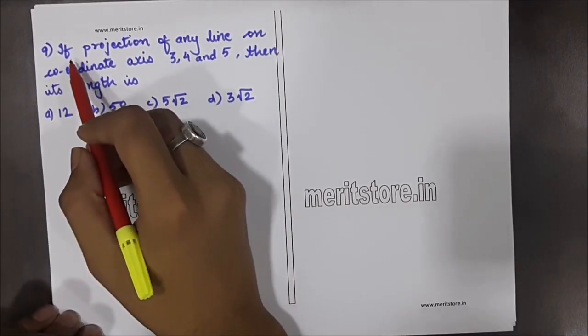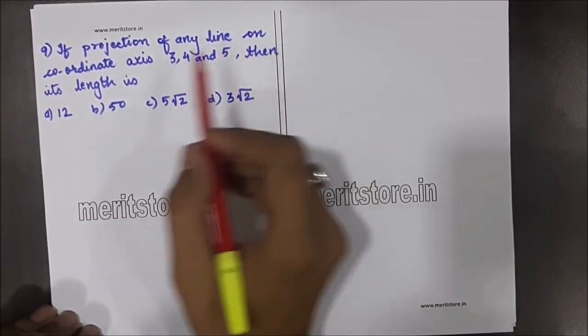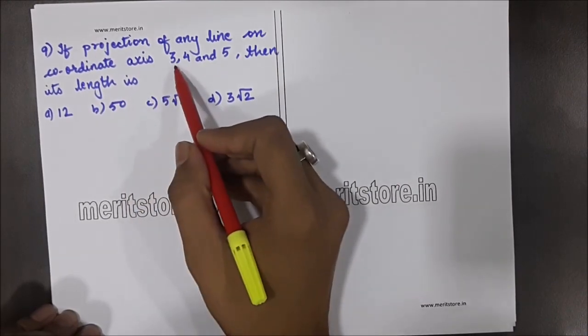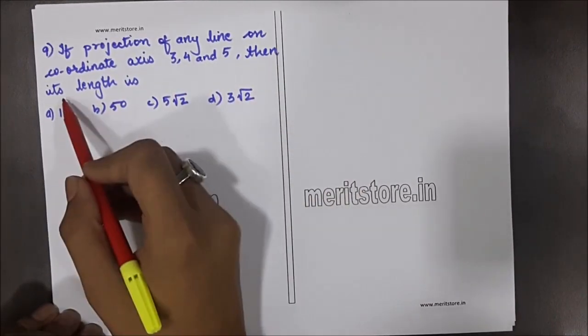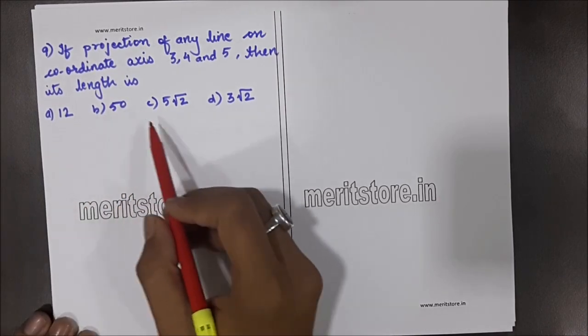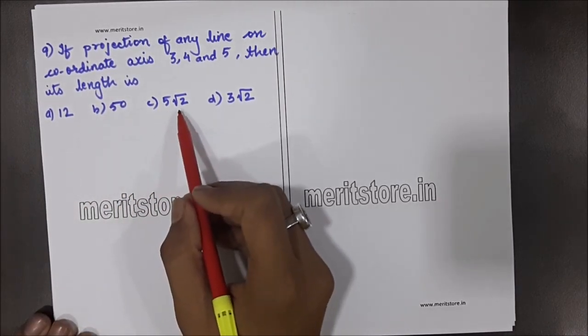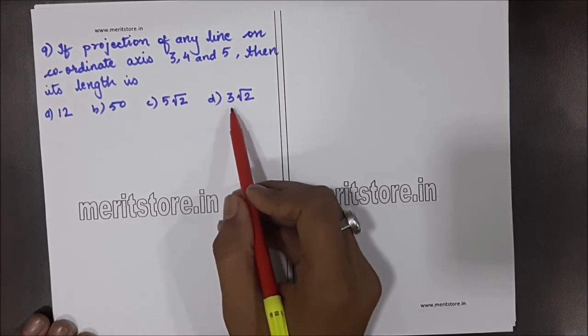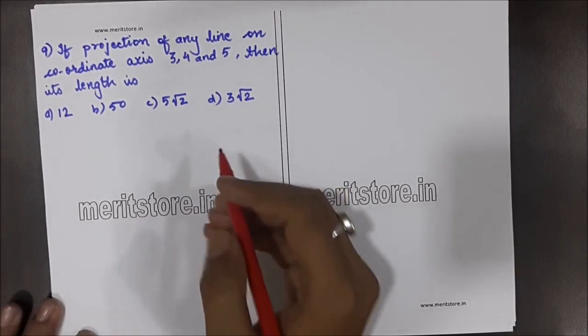Question number 9. If the projections of any line on the coordinate axes are 3, 4 and 5, then its length is: option A 12, option B 50, option C 5 times root 2, option D 3 times root 2.